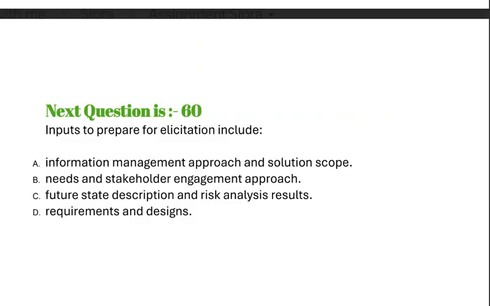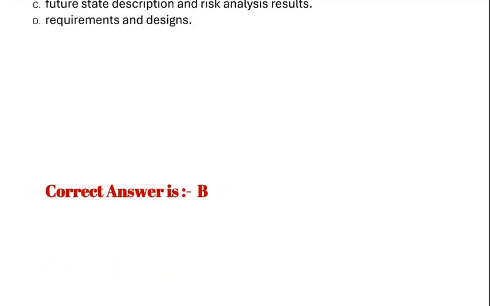Question is, inputs to prepare for elicitation include option A, information management approach and solution scope. Option B, needs and stakeholder engagement approach. Option C, future state description and risk analysis results. Option D, requirements and designs. Correct answer is option B.